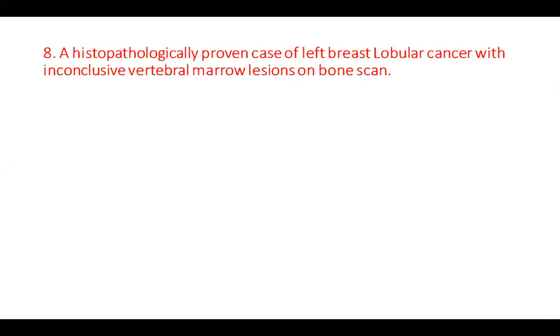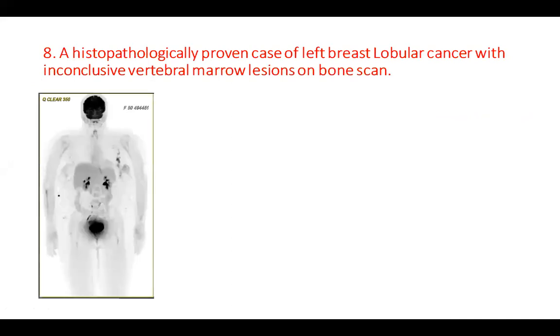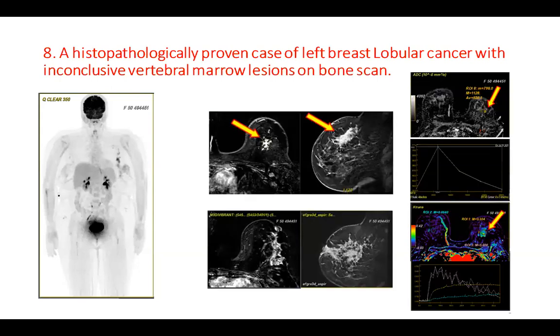This is another case with histopathologically proven left breast lobular carcinoma and inconclusive vertebral marrow lesions on bone scan. This is her Q-Clear 3D PET image, and this is her local breast assessment. Now we can see the heterogeneous clumping of abnormal enhancement seen along the lateral aspect of the breast.